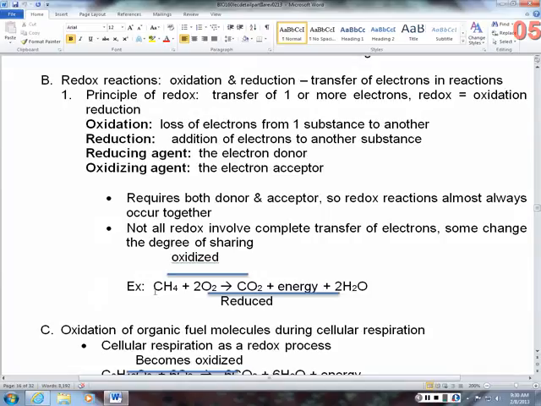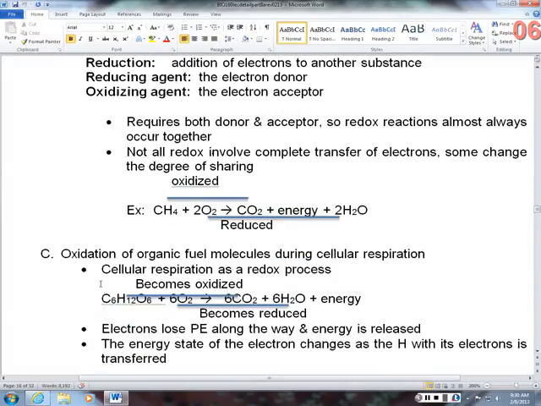If you look at this one, you've got CH4, methane, reacting with oxygen. The methane becomes oxidized, and the oxygen becomes reduced, and it's going to produce carbon dioxide, energy, and water. So you have one part of the reaction being oxidized, one part being reduced. I'm not going to ask you to identify which part is being oxidized and which part is being reduced in a reaction. You just want to know that they are occurring together. When something is oxidized, you have to have something reduced to go with it.